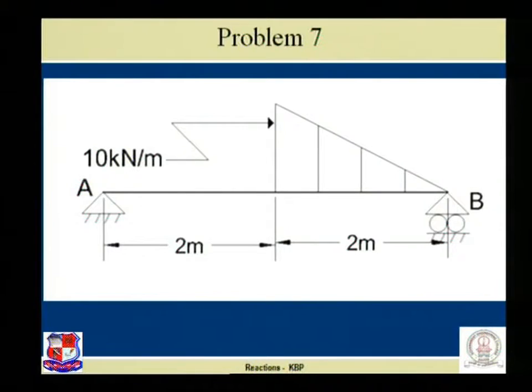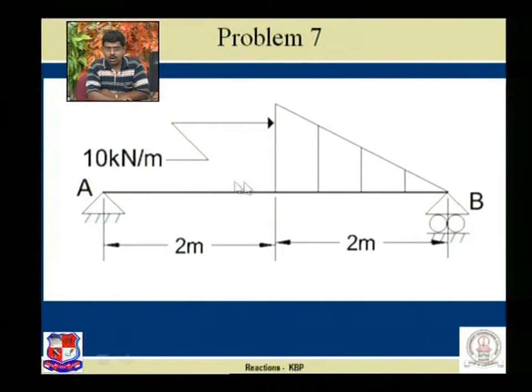The given beam is of simply supported nature. For the half length of 2 meter, there is not a single load acting, but for another 2 meter the UVL is acting, of a nature of 10 kilonewton per meter at the center and 0 at the support B. Let us solve this particular problem.